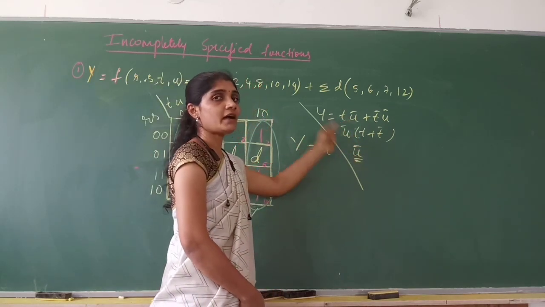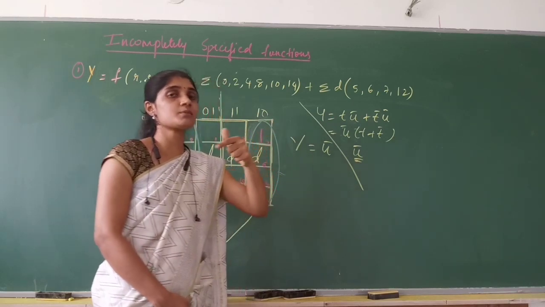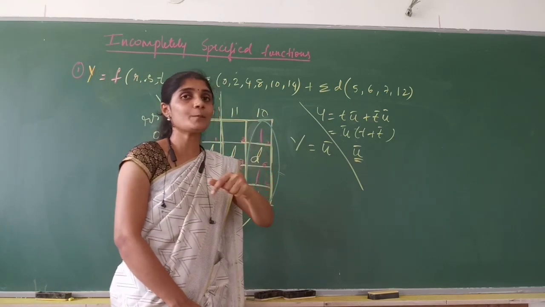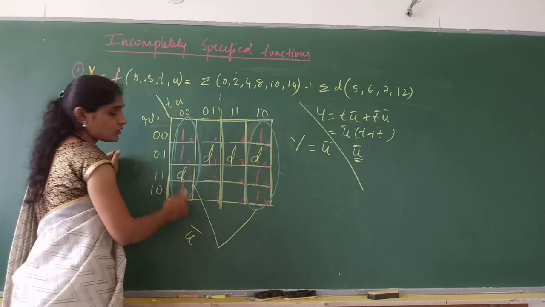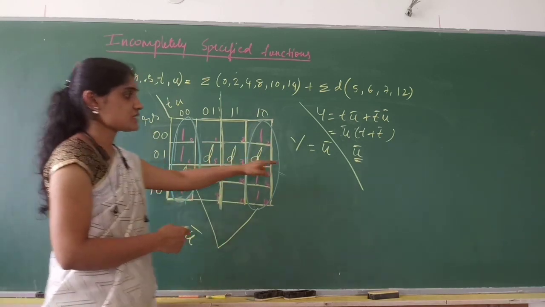Why don't I get U bar directly from the K-map? That means I have done something wrong in the grouping. You have to group all the 8 cells, then only you will get U bar. Now this is the correct answer.